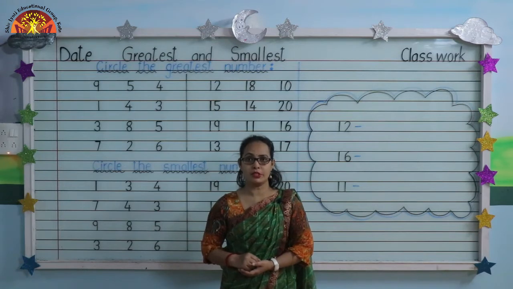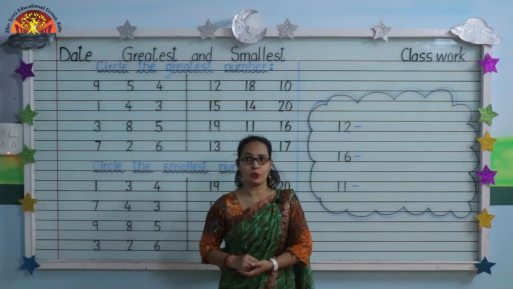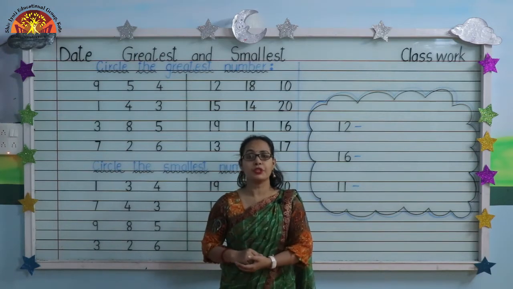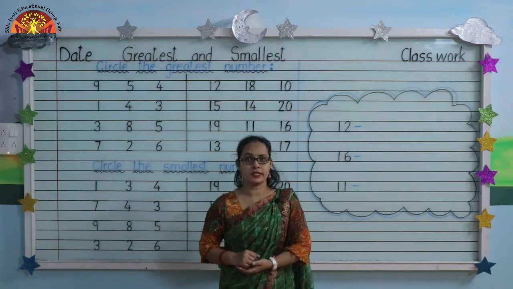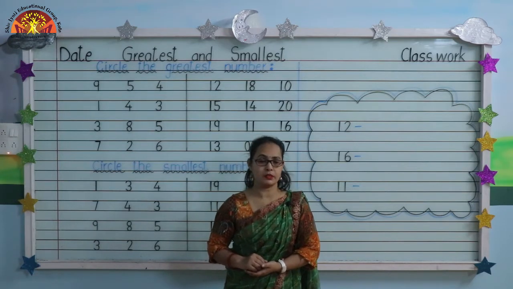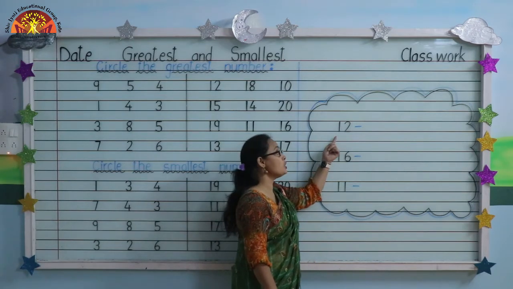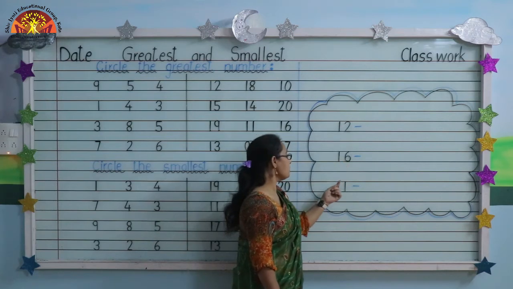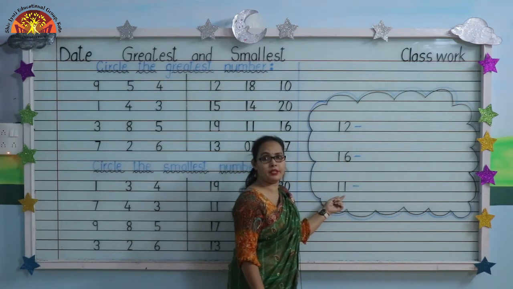Kids, today I am here with a new topic: greatest and smallest. Kids, do you know what is greatest and smallest? Okay, I will tell you. The greatest digit is placed at the highest place of the number, and the smallest digit is placed at the lowest place of the number. For example, the given numbers are 12, 16 and 11.